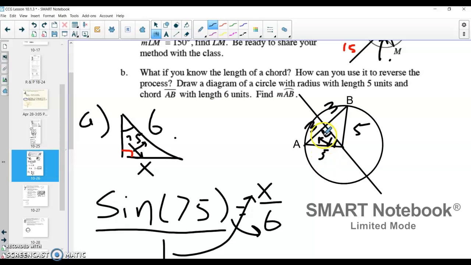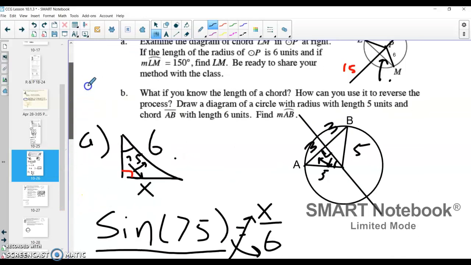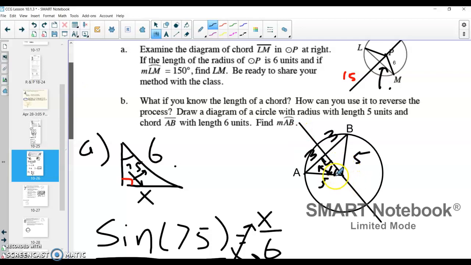Now I have a 90-degree triangle in here, so I redrew that 90-degree triangle with the 3 across from the angle, the 5 being the hypotenuse, and my angle still missing, because I remember that what I'm doing in this problem is I'm looking for that central angle, because I know that central angle will be the same thing as the measure of arc AB, because central angle and arc measure are the same thing.